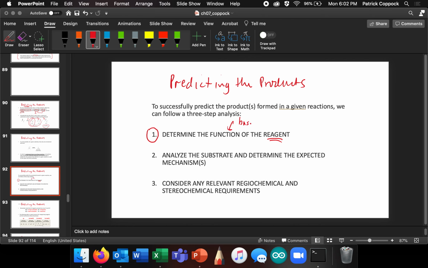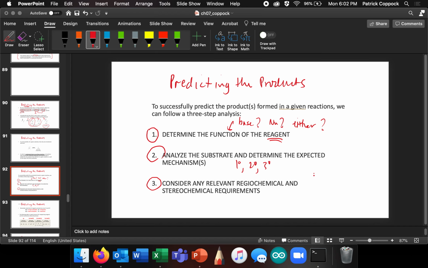Is it a base? Is it a nucleophile? Is it either? And then we're going to analyze the substrate. Is it primary? Is it secondary? Is it tertiary? And that's going to help us predict, right? And then we're going to also consider the relevant regio or stereochemical requirements.